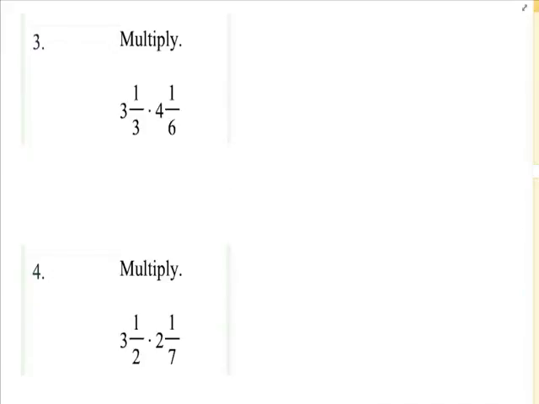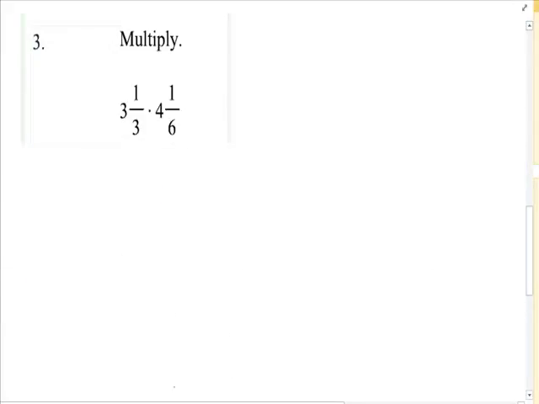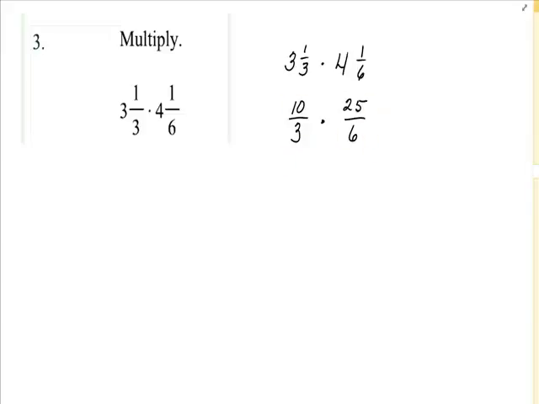Let's look at number 3. I have 3 1/3 times 4 1/6. Let's make them both improper. 3 times 3 is 9, plus 1 is 10, stays over 3, times 6 times 4 is 24, plus 1 is 25 over 6. All right, I look on my diagonals and I look up and down, and I see that 2 is a common factor on this diagonal. 2 goes into 6 3 times, 2 goes into 10 5 times.